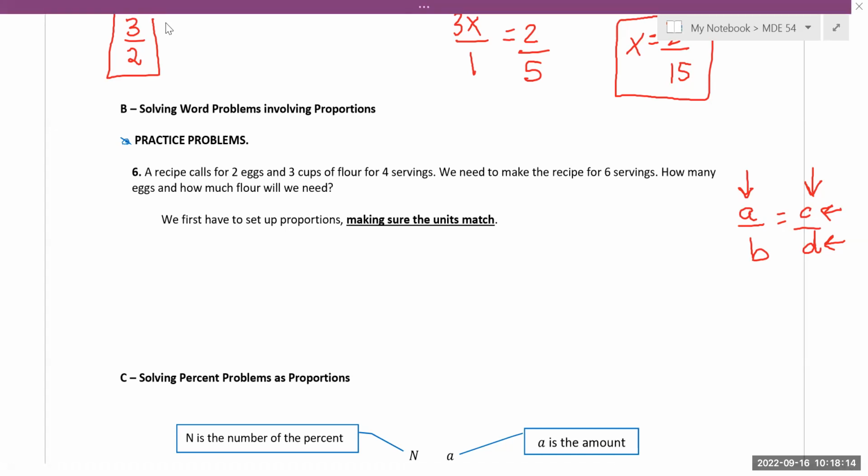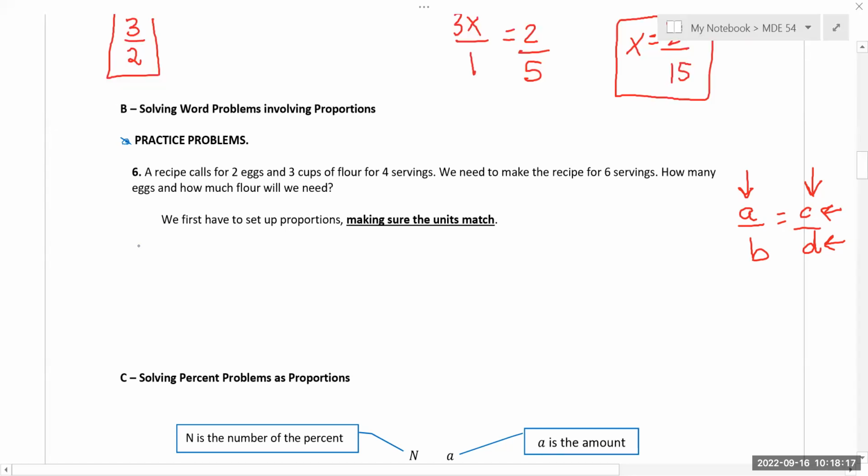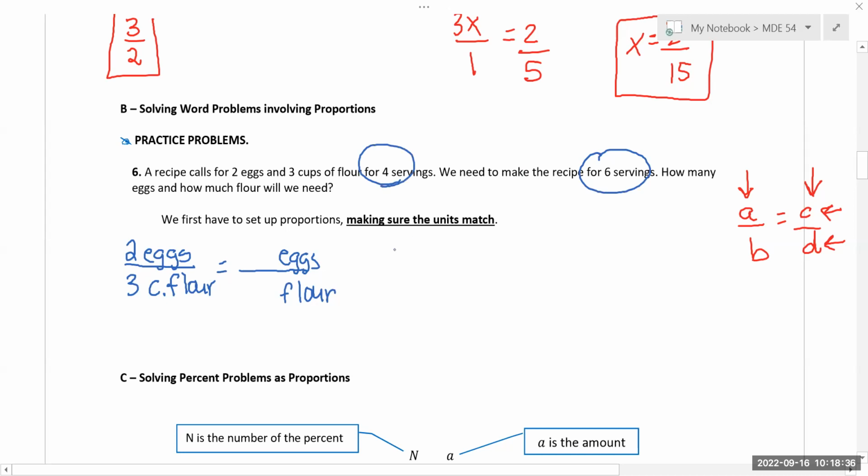So for number 6, a recipe calls for 2 eggs and 3 cups of flour, for example. So to set up a proportion, the other side would also need to be eggs and flour. If instead I wanted to scale it by servings, I could do it that way too. So it says, how many eggs and flour do we need? So I could do, well, 2 eggs is what you need for 4 servings. This is one recipe. So now when I scale it, it's how many eggs for that many servings.